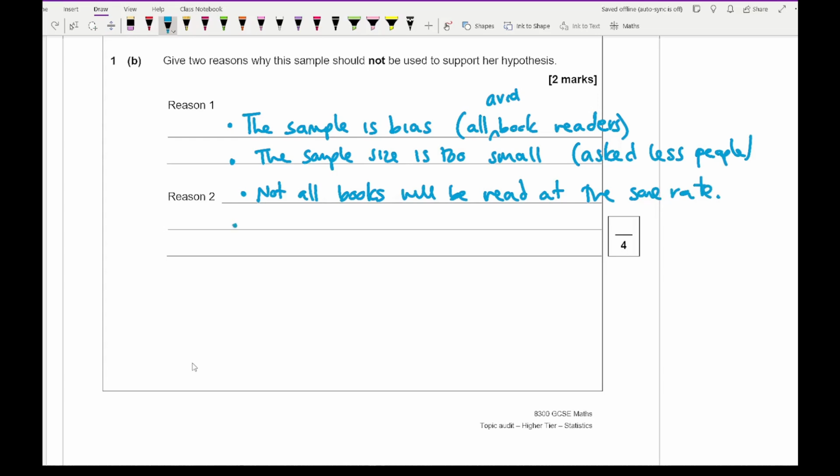You could say that the month may not be representative of the entire year, because obviously people tend to read more in the summer because they go on holiday. Some people may read more in the winter because there's less to do outside and people are most likely going to be in. So there might be some seasonal variation when it comes to people's reading patterns. Again, there are loads of different reasons that would be accepted for the 2 marks. As long as it makes sense and it's applicable, you should be fine to get the 2 marks for this particular question.